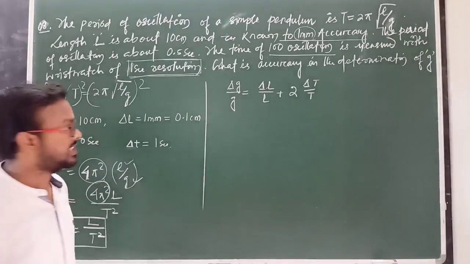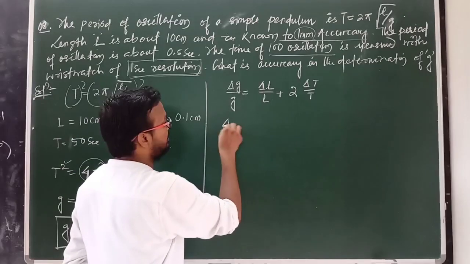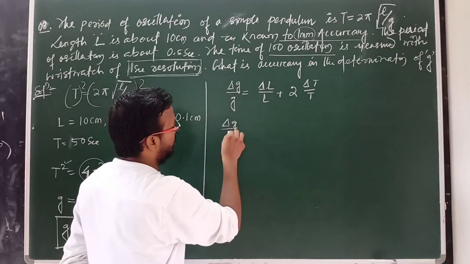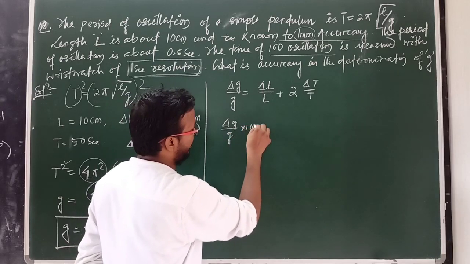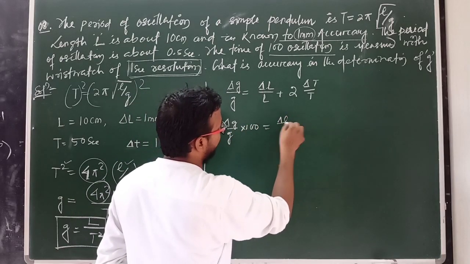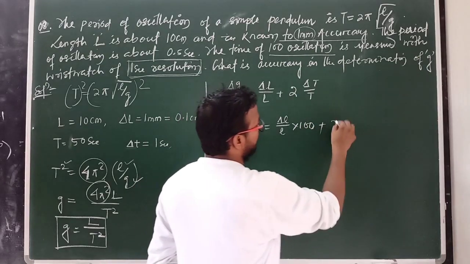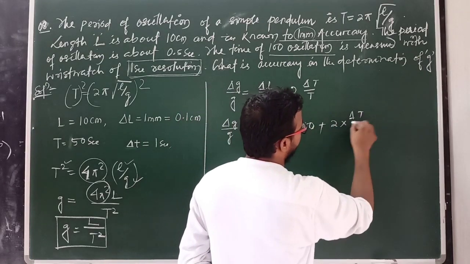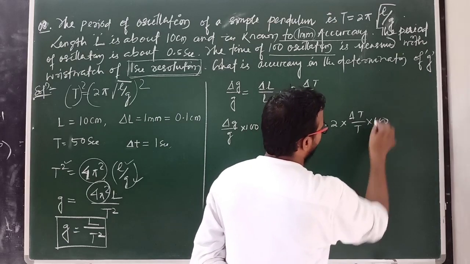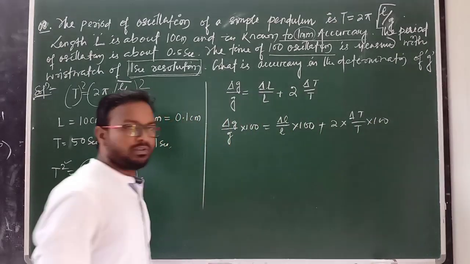What we have to calculate here? Percentage error. Percentage error means we have to multiply both sides by 100, then delta g by g into 100 equals delta L by L into 100 plus 2 into delta T by T into 100. This is now converted into percentage error in g.